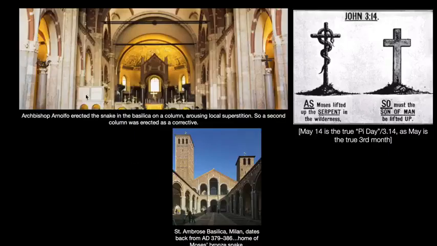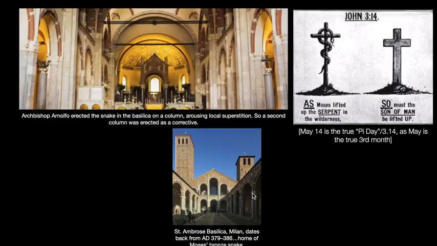This is the interior of the basilica. The Archbishop Arnolfo erected the snake in the basilica on a column, arousing local superstition. So a second column was erected as a corrective. So here you have the bronze serpent on a pillar and the cross on a pillar, the two pillars, which of course brings to mind John 3:14. As Moses lifted up the serpent in the wilderness, so must the Son of Man be lifted up. I'm very attuned to 3:14 because I believe May is the true third month, if March was the first month, and May 14th is the true Pi Day, 3/14.